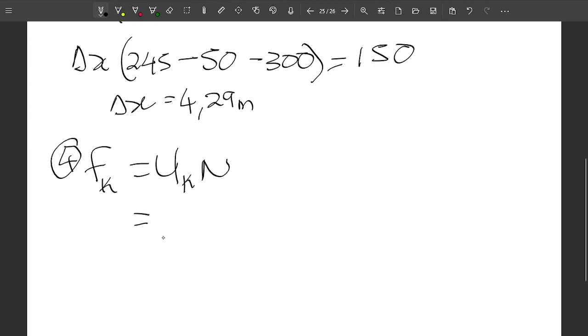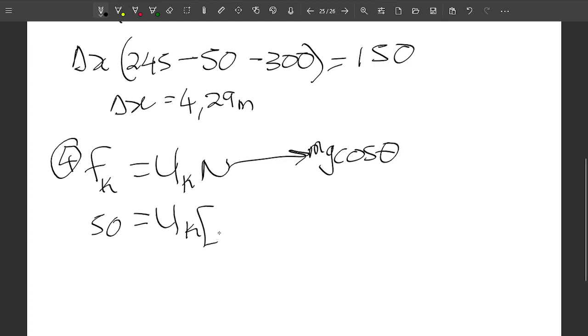Then let's substitute what we have. Our mu k is what we're looking for. Our friction we're given as 50 newtons. And the normal force is going to be mg cos theta, because we're at an angle, where theta is the 30 degrees that we're given there. So if I substitute, we have 50, which is the mass of the object, and then 9.8 is my gravitational acceleration, and then cosine of 30, and then we close that off.